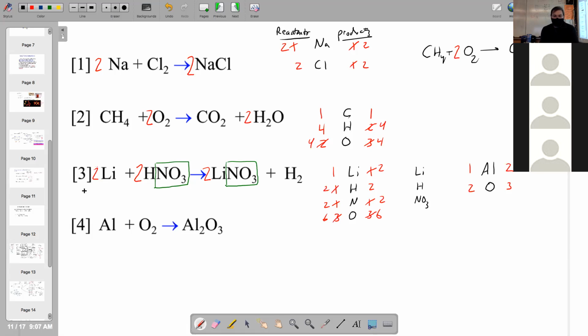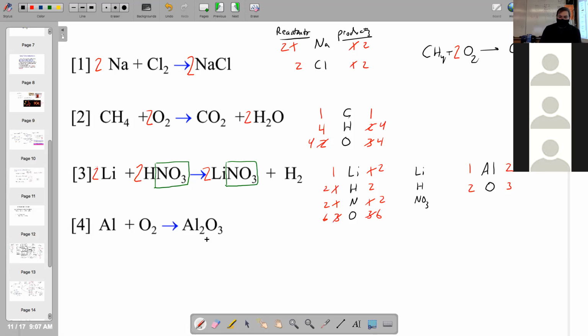All right, and you can double check it. To double check, you get 2 lithiums on the left, 2 lithiums on the right, 2 hydrogens on the left, 2 hydrogens on the right, 2 nitrogens on the left, 2 nitrogens on the right, and 2 times 6 oxygens on the left, 2 times 3 is 6 oxygens on the right.